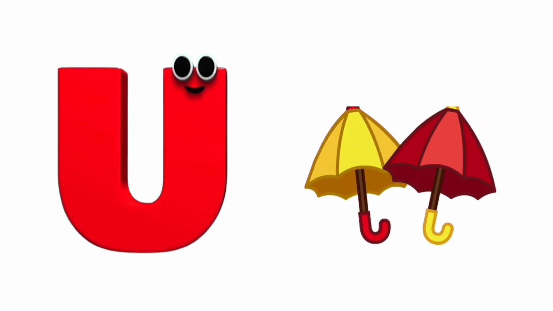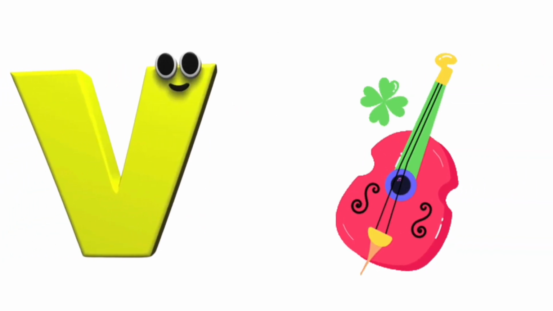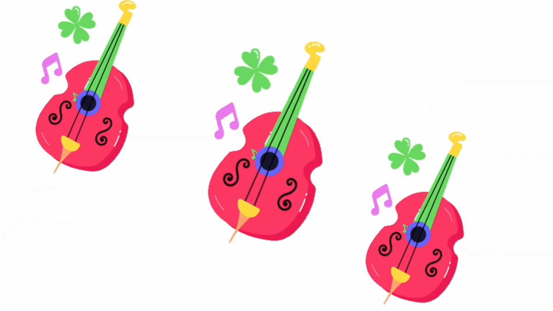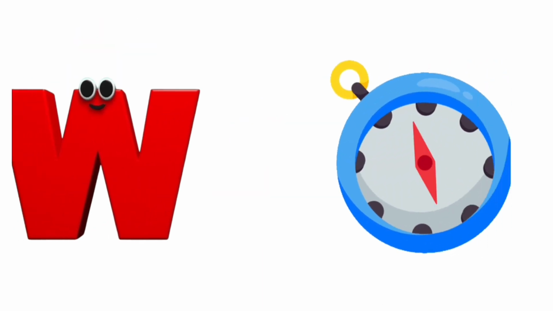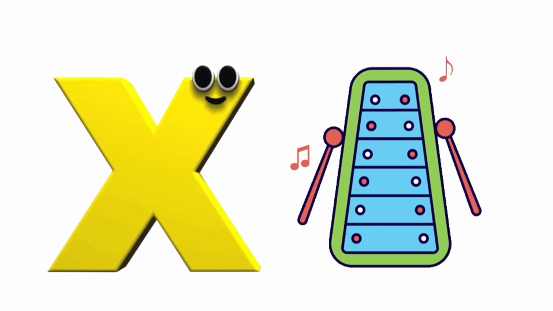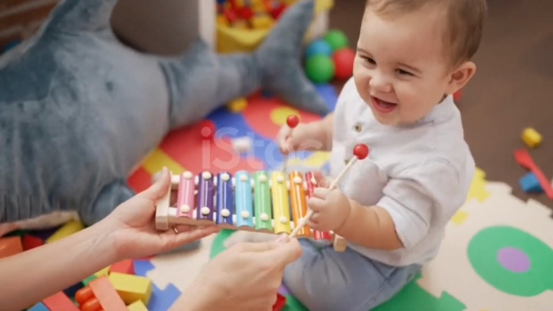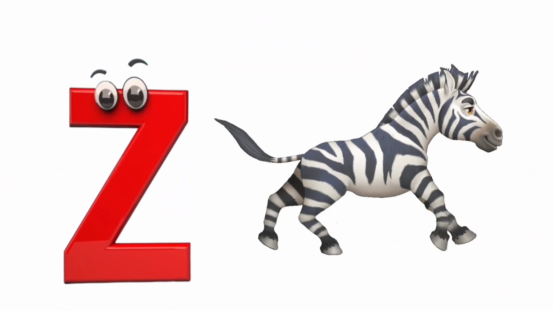U is for umbrella, u, u, umbrella. V is for violin, v, v, violin. W is for watch, w, w, watch. X is for xylophone, x, x, xylophone. Y is for yellow, y, y, yellow. Z is for zebra, z, z, zebra.